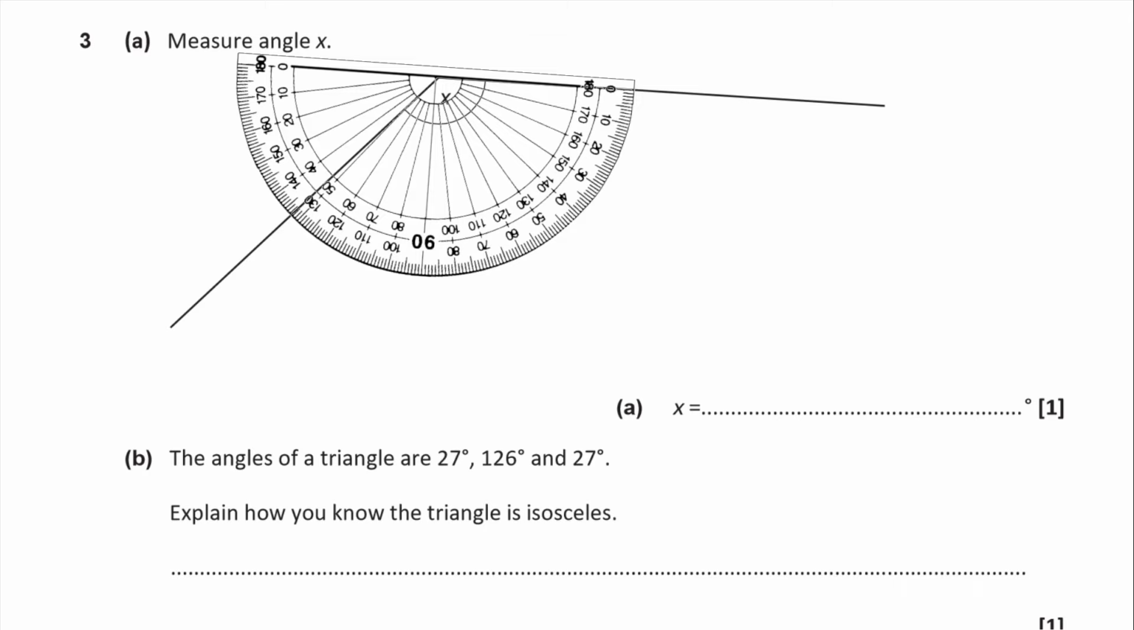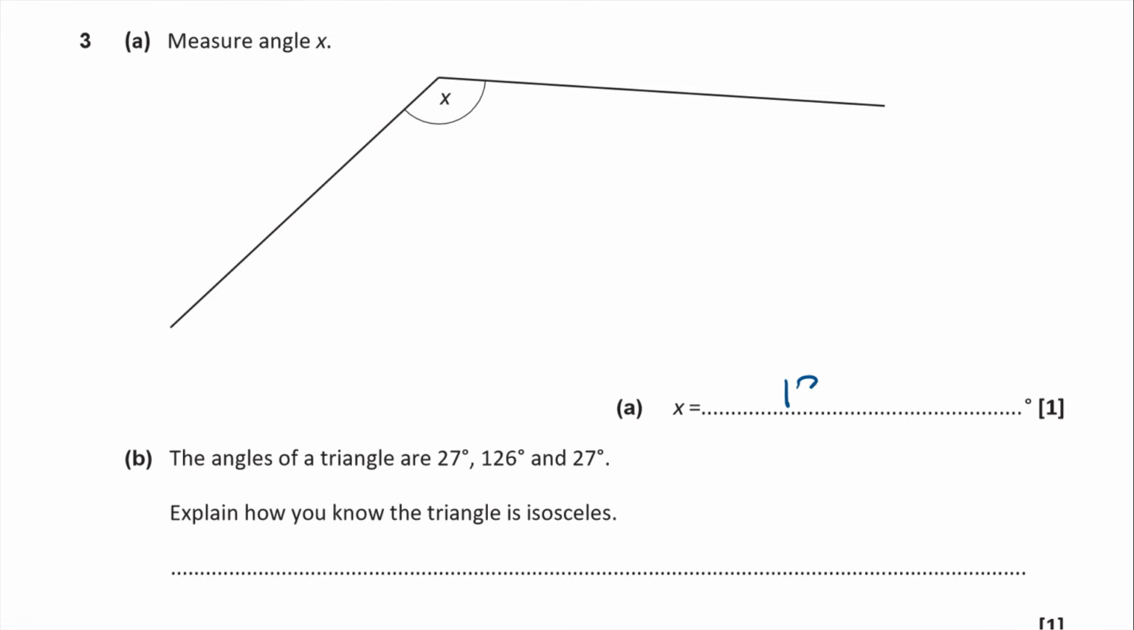And then it's just a matter of counting round till we get to the other arm of the angle, and this one goes round to 133. Use a scale that starts with 0 rather than the one that starts with 180, and you can't go wrong. So that's 133.